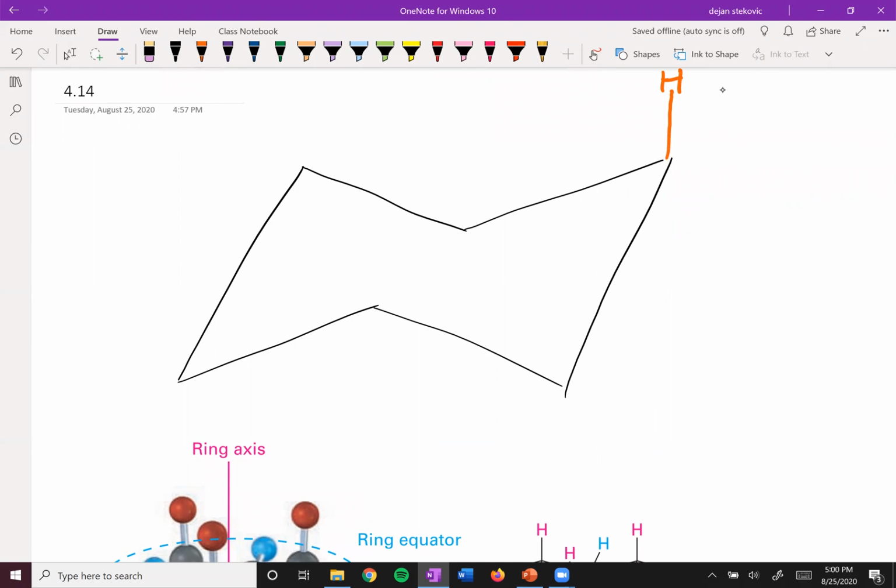So there's one axial hydrogen, another axial hydrogen, another one, another one. This one points up, and then this one points down. So these are all what's known as axial hydrogens.